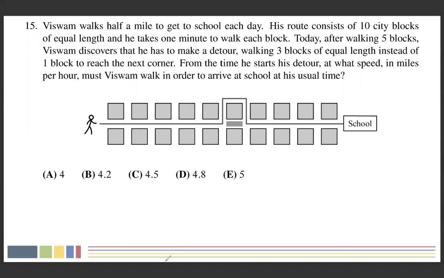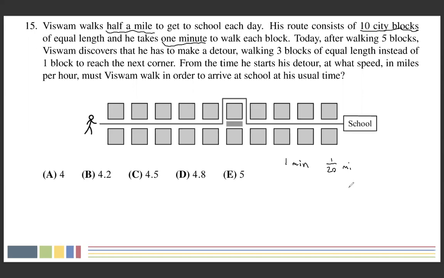Okay, so let's just calculate how long it takes for him to walk each block first, and we can go from there. Because the final answer is not asking just for how much faster he has to walk, but actually what speed he has to walk in miles per hour. So he walks half a mile, he walks 10 blocks, which means that each block is a 20th of a mile, and he takes 1 minute to walk each block. So 1 minute to walk each block, and each block is a total of a 20th of a mile, right?